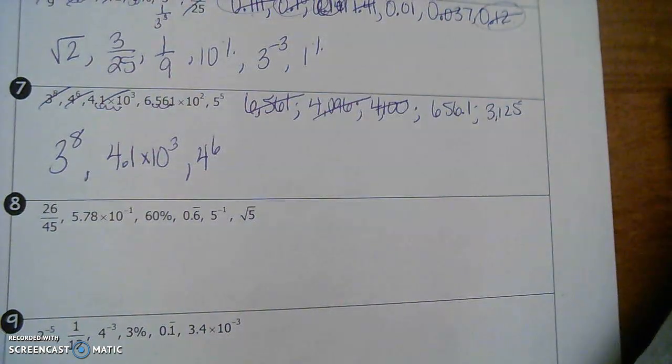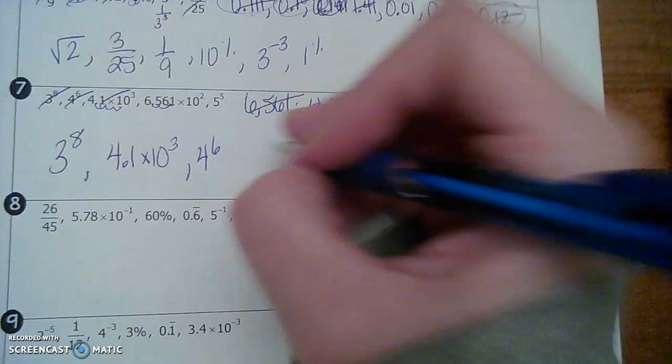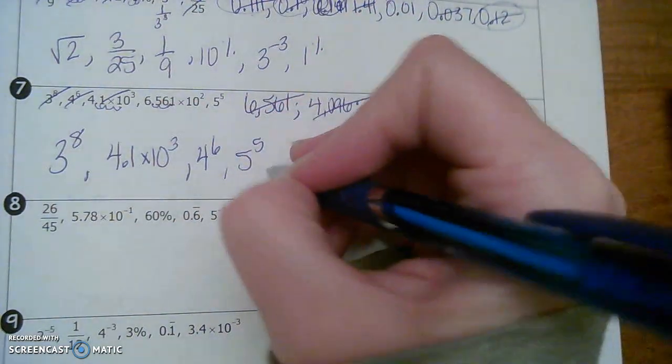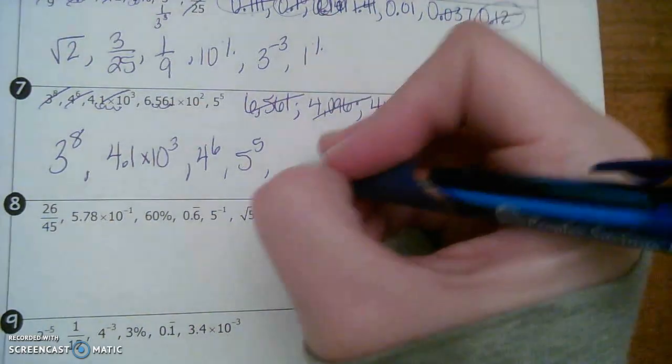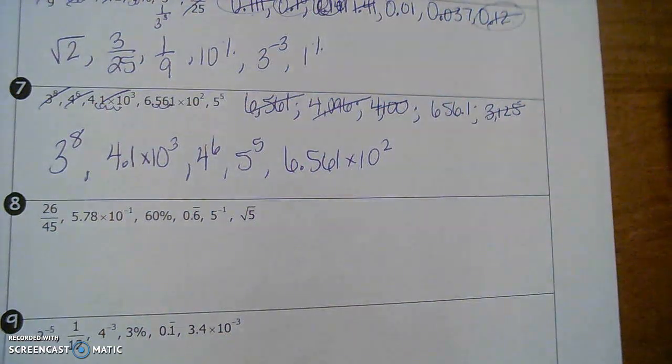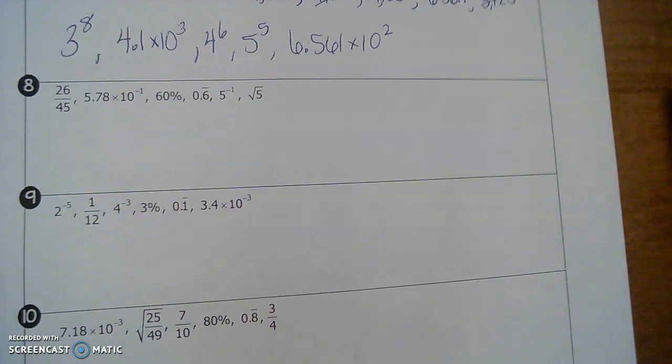Then the 4,096, which is 4 to the 6th. 3,125, so that's 5 to the 5th. And then finally our smallest one is 6.561 times 10 to the second. You can go ahead and try the last three and see how you do.